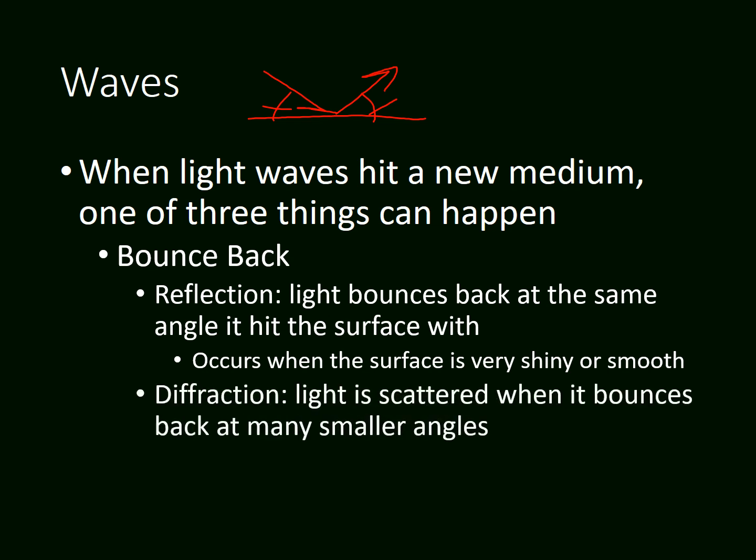The other thing that you can have is diffraction. So with diffraction, the surface that you're hitting typically isn't as smooth, and so the light comes in at one angle, but because the surface isn't smooth, it bounces back at a couple of different angles.